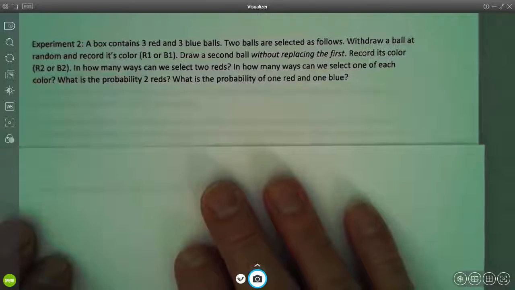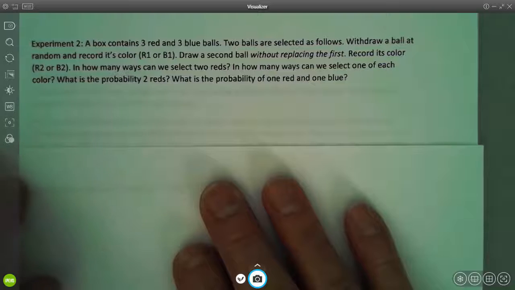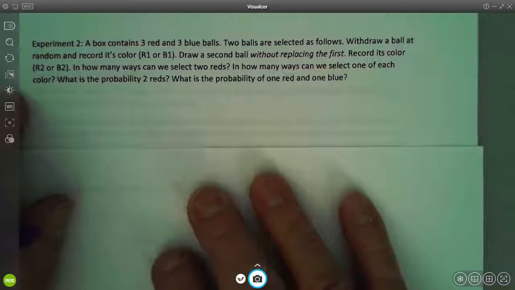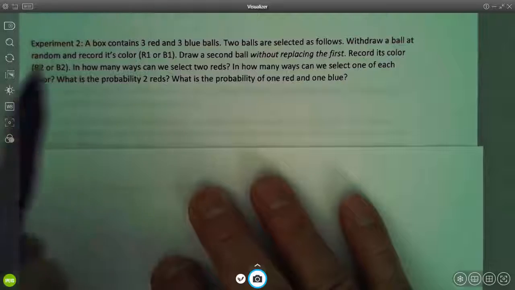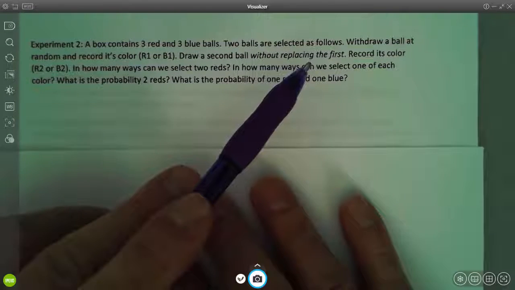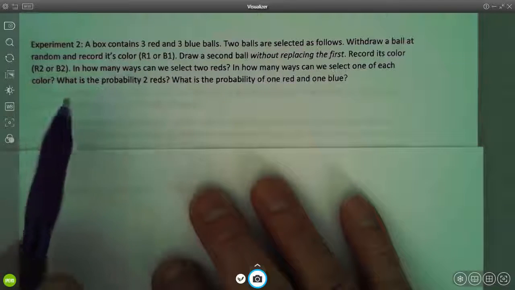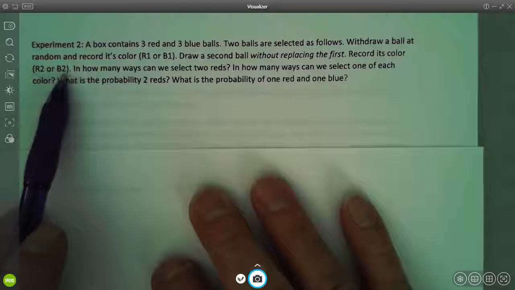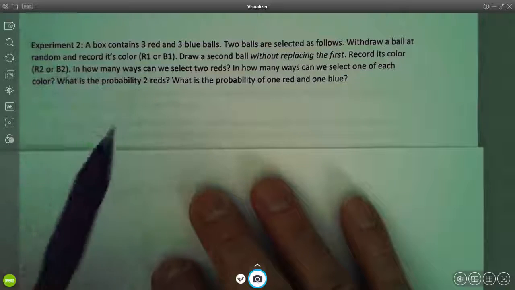For this second experiment, a box contains 3 red and 3 blue balls, and 2 balls are selected as follows. You're going to withdraw a ball at random, record its color, and then withdraw a second ball, but do that without replacing the first. So that means we'll be looking at either red or blue, and we'll be looking at things like this. R2, B2 means red on the second draw, blue on the second draw. Had those been ones, then it would be red on the first and blue on the first.